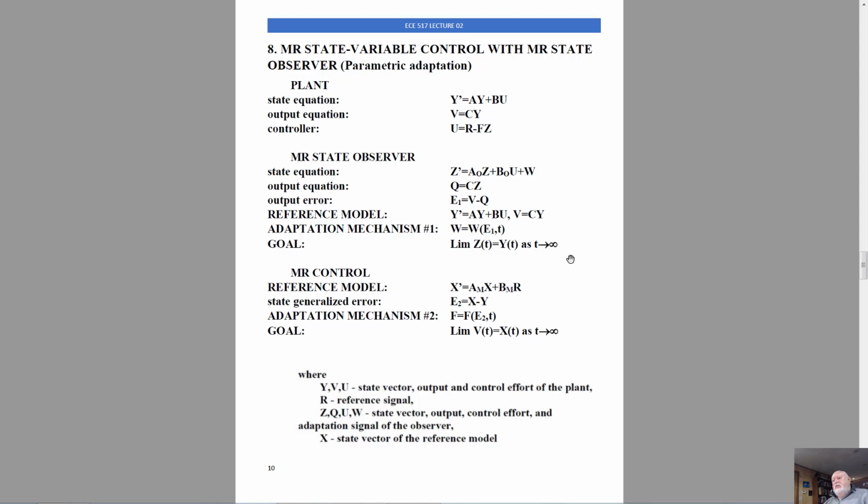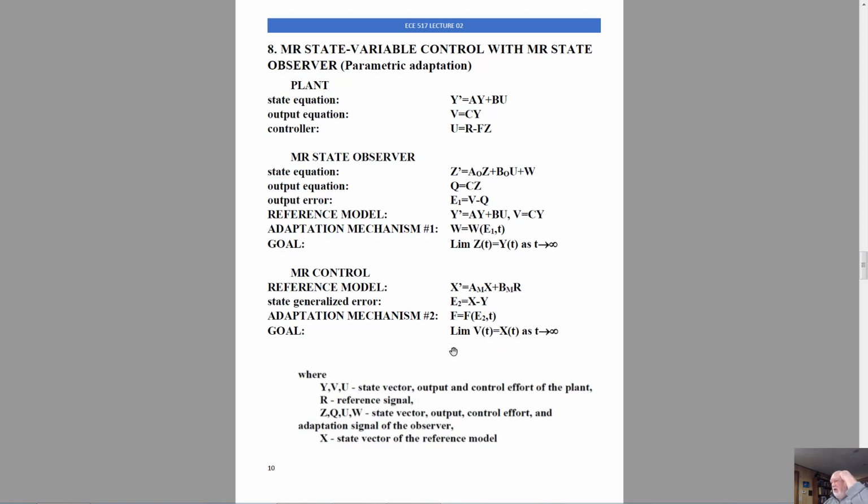And there is another model reference system. It's a model reference control system. The reference model is the model that represents the desired closed loop dynamics. It's a simulator. The state generalized error is the difference between two states: the state vector of the control reference model, and the state vector of the control plant. We have another adaptation mechanism. It's a parametric adaptation. This adaptation mechanism implements tuning of the controller, the state variable controller.